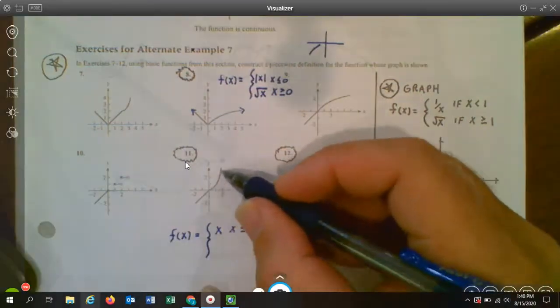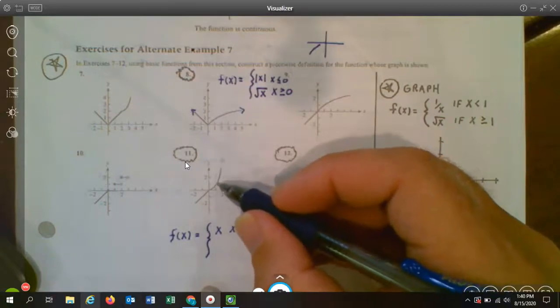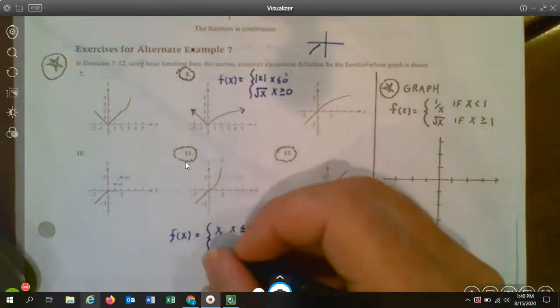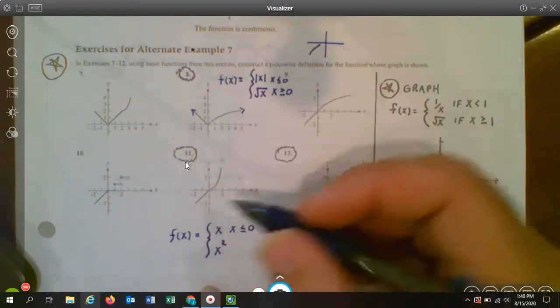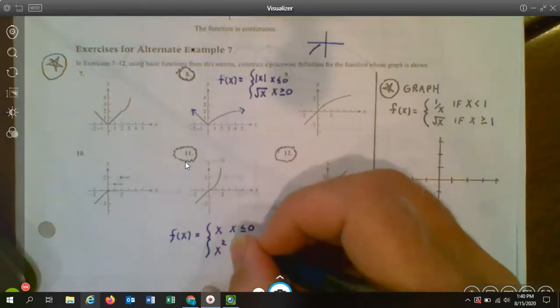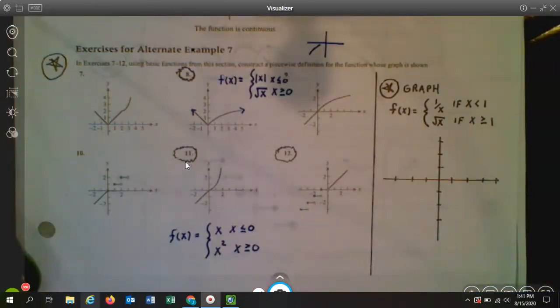As I look at this one, what does that look like to you? It's just the right side of a parabola. So it is our x squared function, but we are only seeing from 0 to positive infinity, so it's only for x's that are greater than or equal to 0. All right, so that's how we would identify that one.